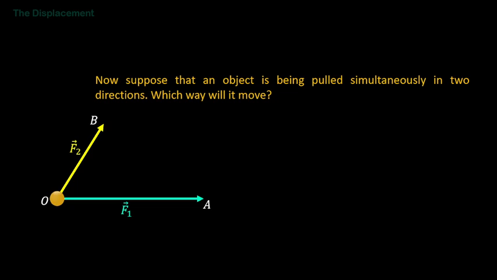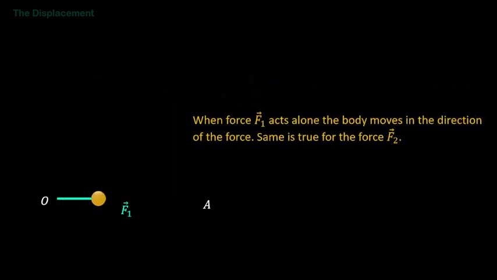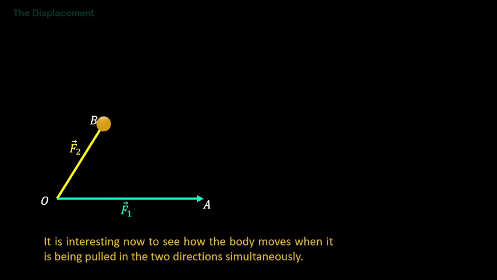Now suppose that an object is being pulled simultaneously in two directions. Which way will it move? When force F1 acts alone, the body moves in the direction of the force. Same is true for the force F2. It is interesting now to see how the body moves when it is being pulled in the two directions simultaneously.